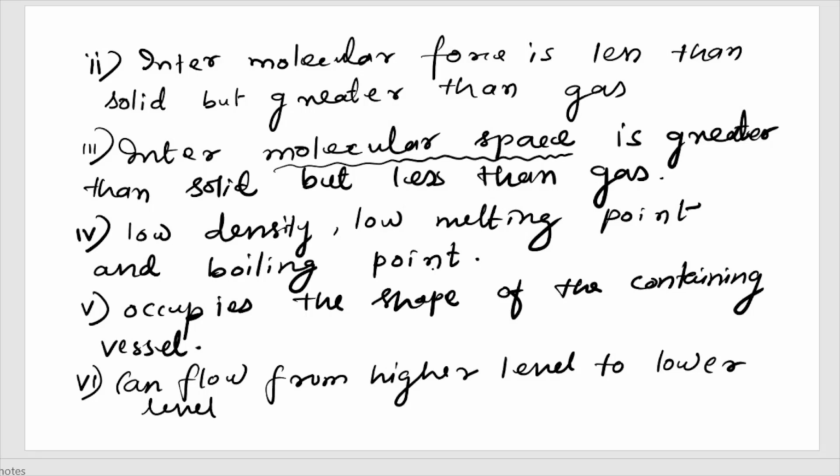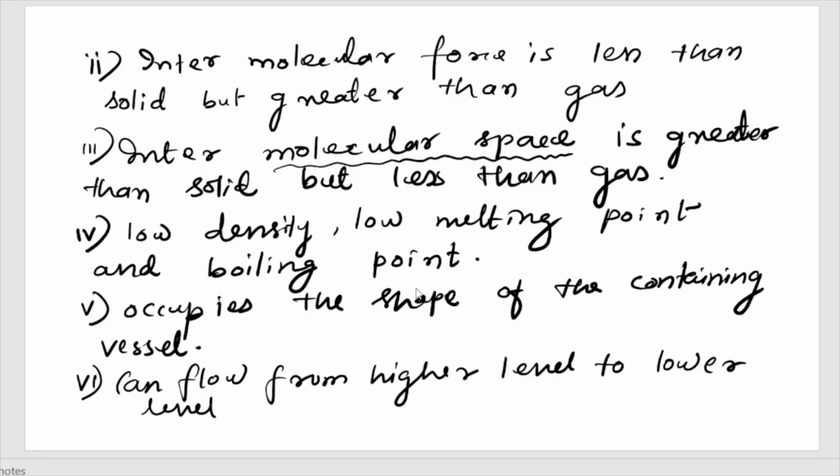But in the liquid state, the intermolecular space is high. That is why there is a distance from one molecule to another, though the distance is small. Intermolecular space in liquid is greater than solid but less than gas. When you compare the intermolecular space of solid, liquid and gas, in liquid the space is greater than solid. That is why there is a large space between one molecule and another, so it behaves as a liquid, but the space is less than gas.